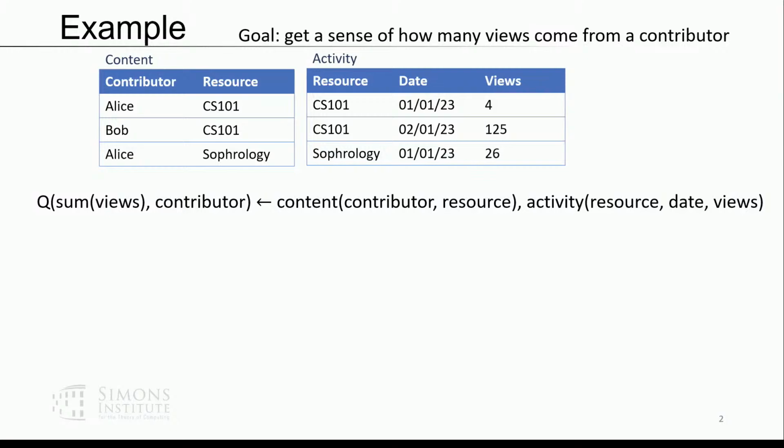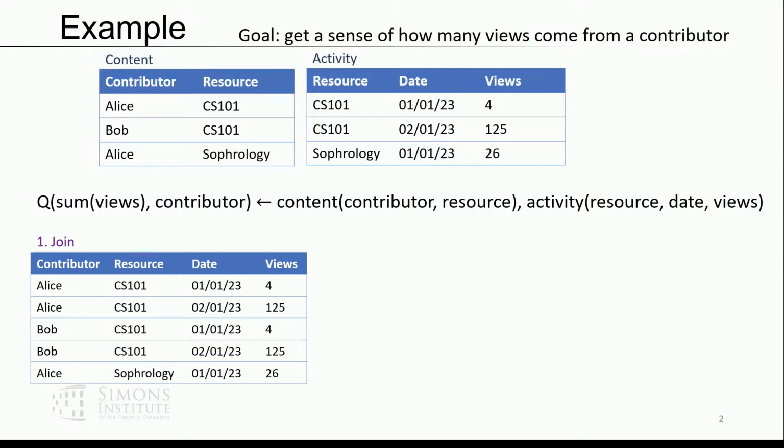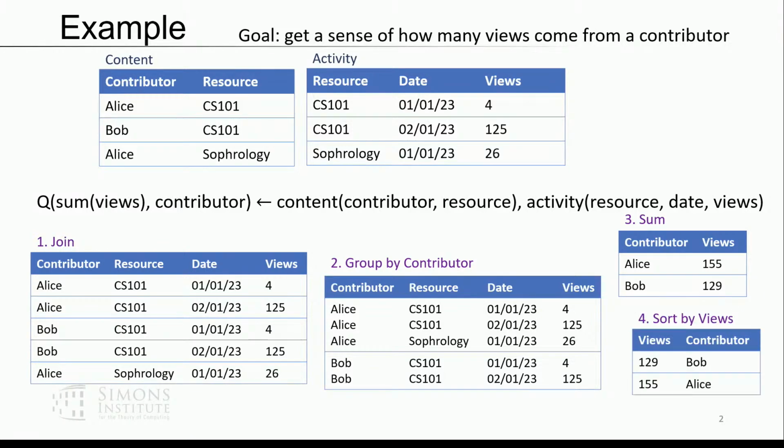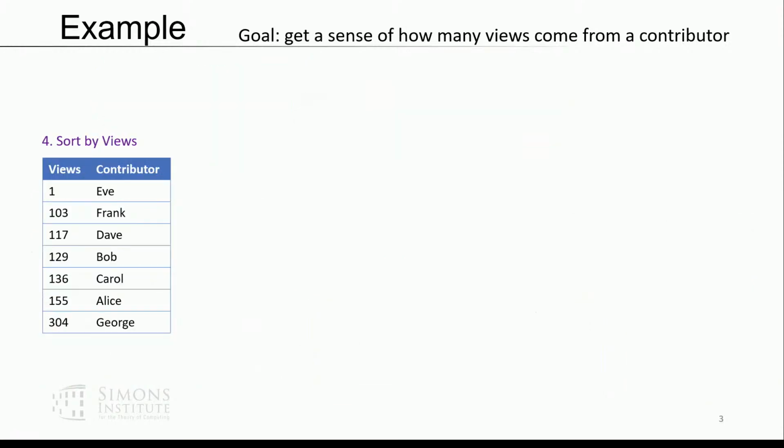So to compute this, what we can do is first we join the two relations, then we group by the contributor, and then we sum the views in each group. And afterwards, we probably want to sort by the views. Okay. So let's say we have a lot of contributors. We have a huge table. What do we do with this table now, right?